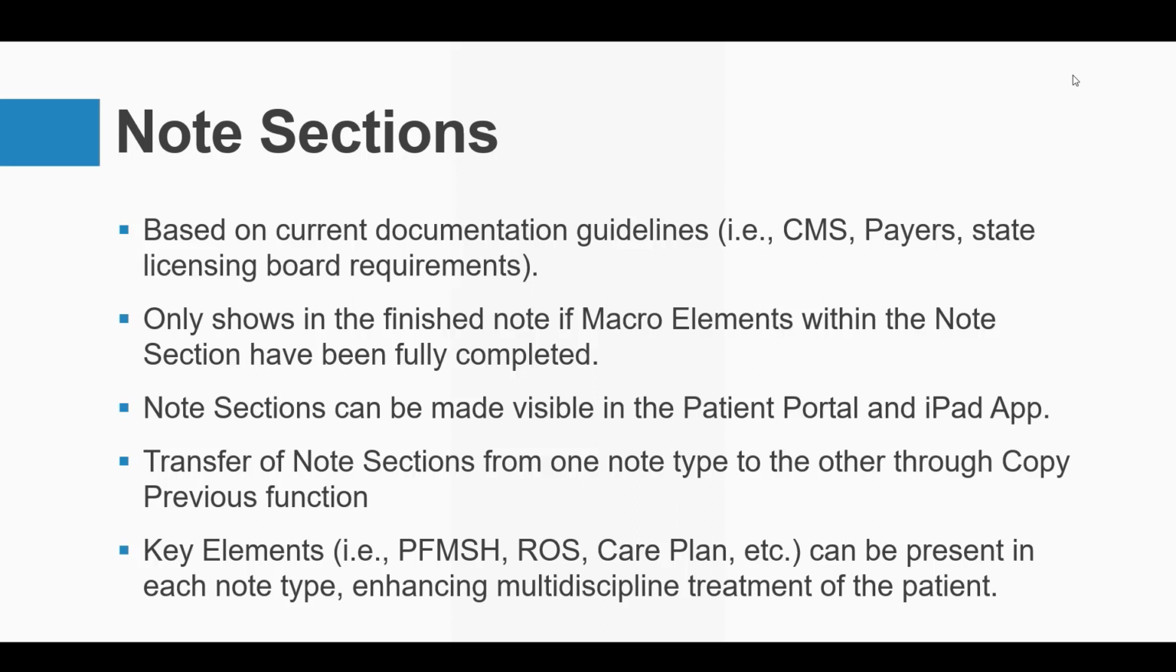And then finally, the key elements of the patient's file, such as the past family medical social history, review of systems, care plan, can be present in each note type by simply bringing those sections into the note type that is developed. And this has been shown to enhance the multidiscipline treatment of the patient through better communication of treatment plans, of history elements. It allows for all provider types to access that same information. So the note sections, you can think of that as the backbone, the main outline, if you will, the headings of the note.